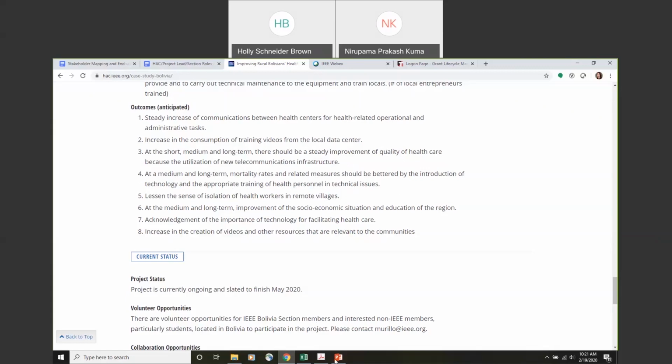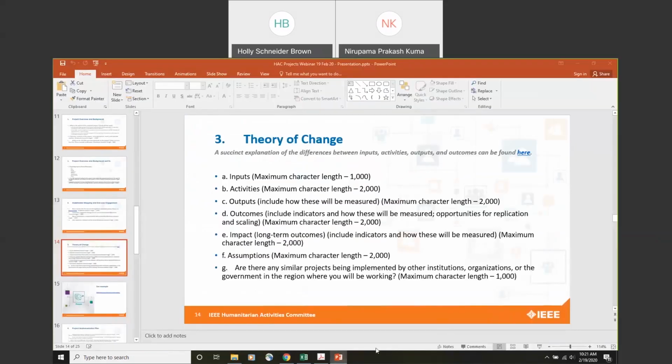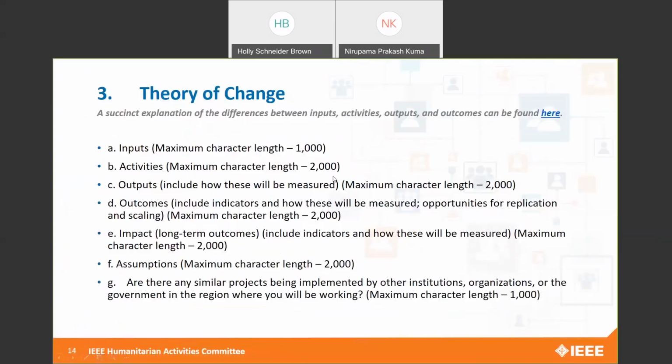Now, again, this is not the kind of detail that we want to see when you're pitching the HAC project, because we want to hear about what exactly the indicators are and how these will be measured. But at least this gives you a sense of what we're talking about with inputs, activities, outputs, outcomes. And just to distinguish outcomes and impact, the impact really are those long-term outcomes. So back to you, Nero.